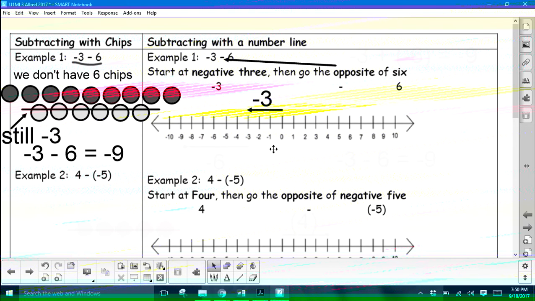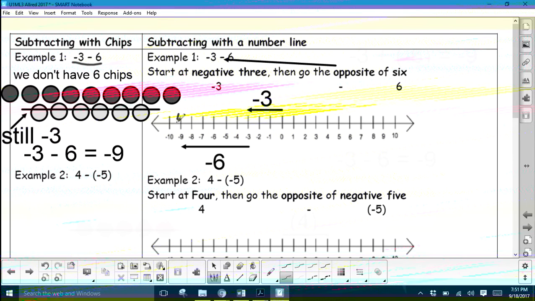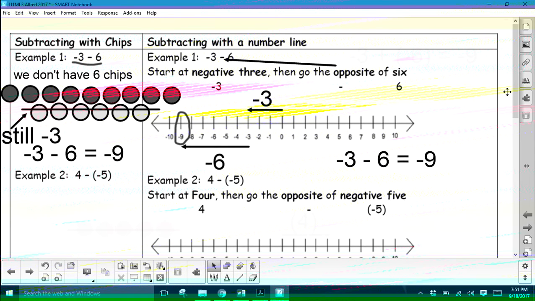Okay, so we're going to go left 6 times. That's us subtracting 6. And we end up right here at -9. That tells us, again, that -3 minus 6 should be -9.